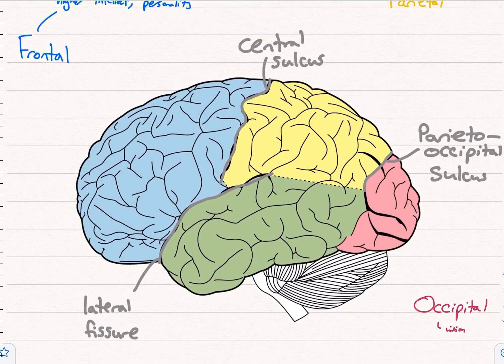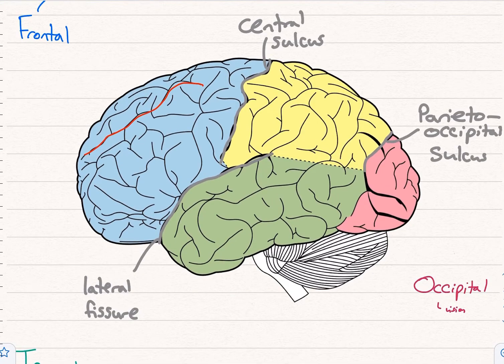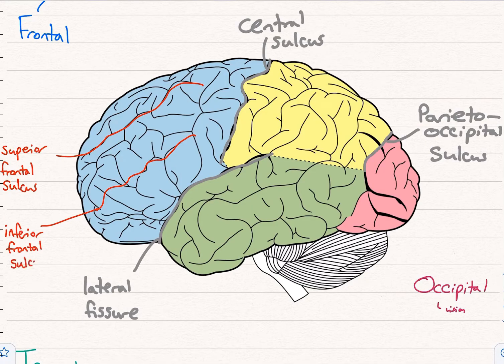I'm going to go in the frontal lobe, like I said, the higher intellect and so on. It goes down like this. This is going to be the superior frontal sulcus. Superior because it's at the top, frontal lobe, sulcus, a groove. Then if you've got a superior one, that means you have to have an inferior one. So draw that here. This is the inferior frontal sulcus.